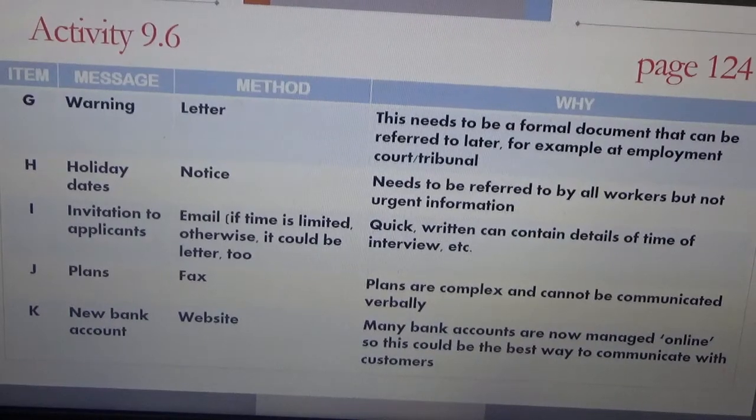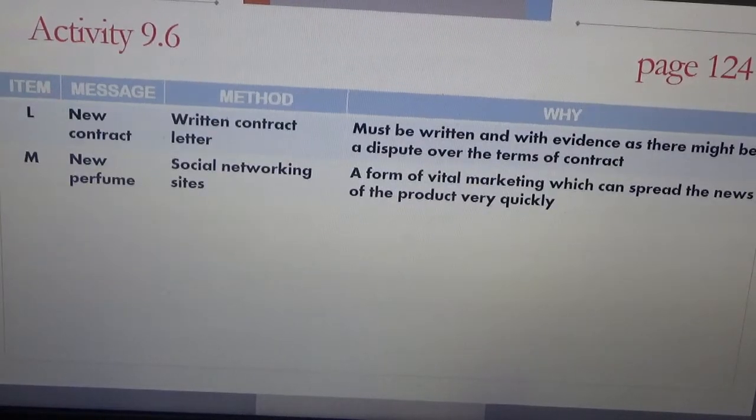Okay, letter K is existing customers of a bank are to be informed about a new type of bank account. So the message is new bank account via website, and many bank accounts are now managed online. That's the reason why we go online here using websites. So this could be the best way to communicate with customers. Okay, now to continue with, we have letter L from your book.